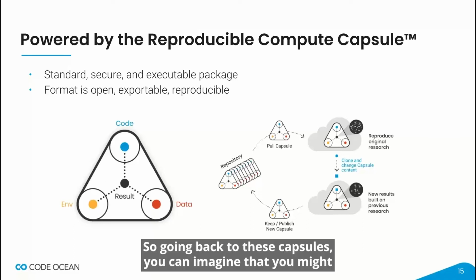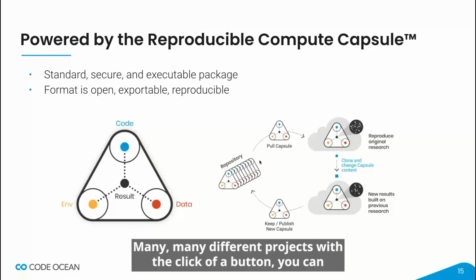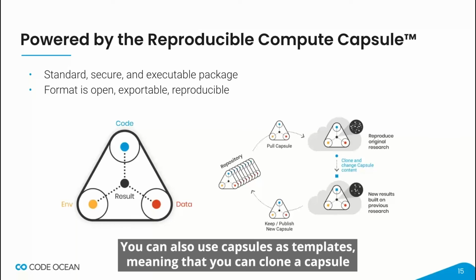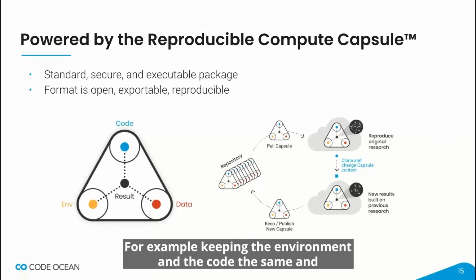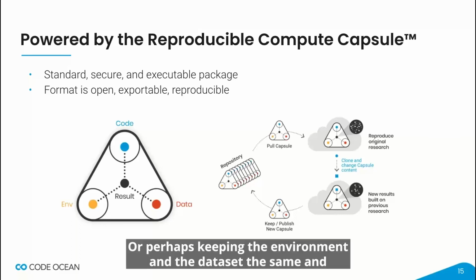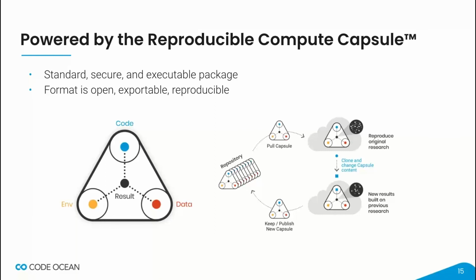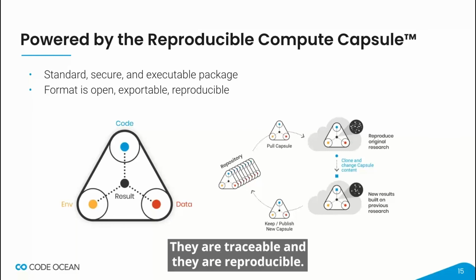So going back to these capsules, you can imagine that you might have a repository of them, many, many different projects. And with the click of a button, you can reproduce the original results. You can also use capsules as templates, meaning that you can clone a capsule and then change the content inside. For example, keeping the environment and the code the same and simply changing out the data set. Or perhaps keeping the environment and the data set the same and then making changes to the code. So this really allows you to build new results on top of previous work without starting over from scratch. All capsules and their associated results can be versioned, they are traceable, and they are reproducible.